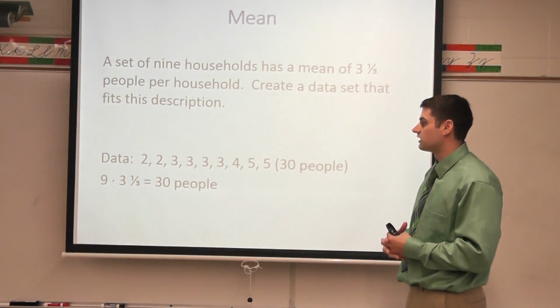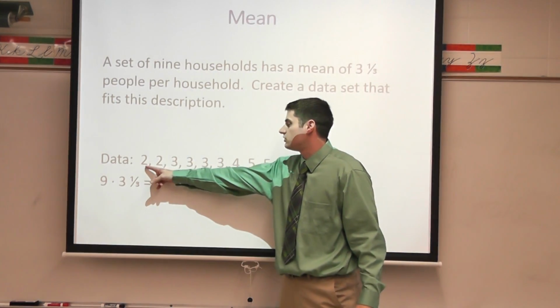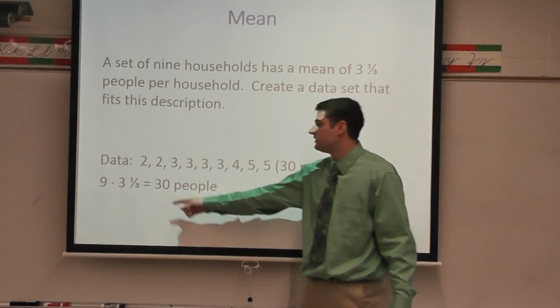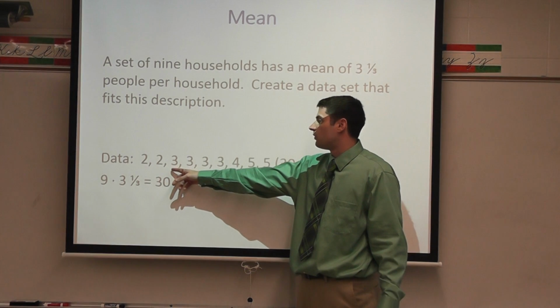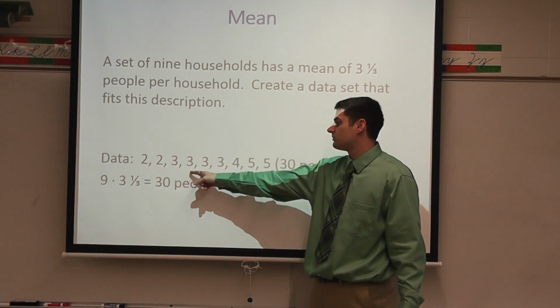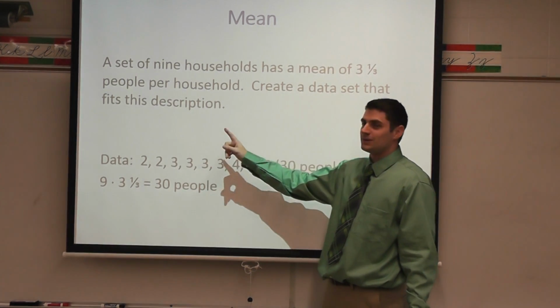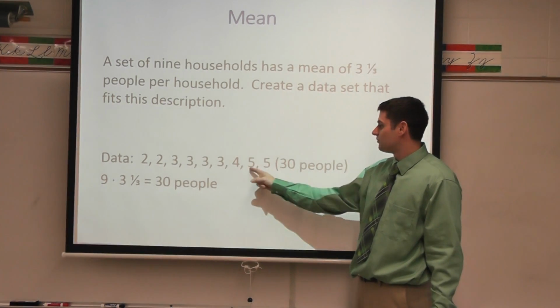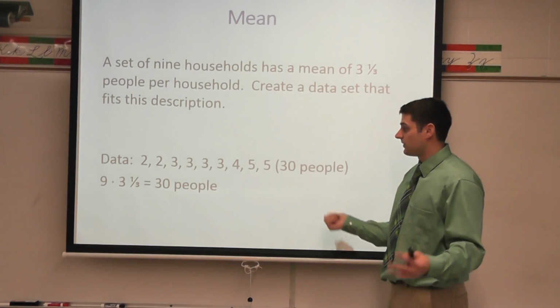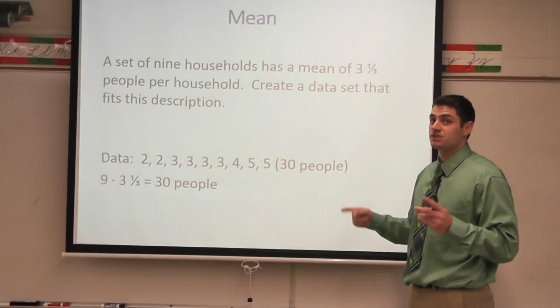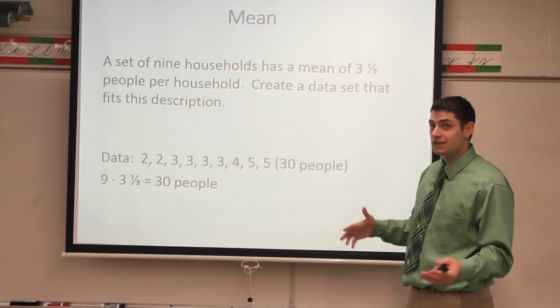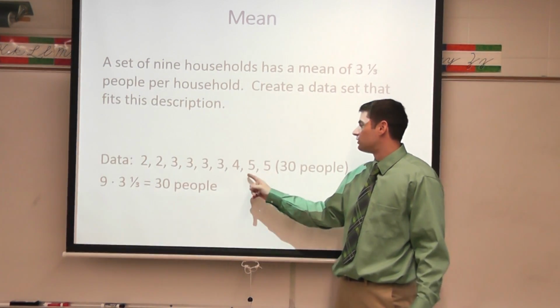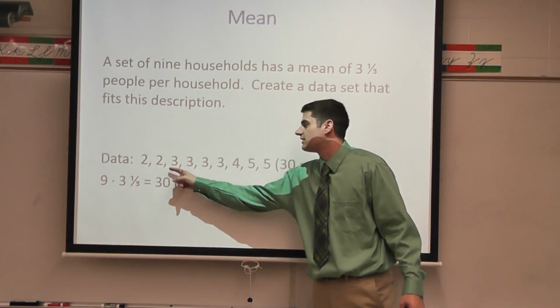So let's take a look. I decided to choose these numbers up here, so let's add them. 2, 4, 4 plus 3 is 7, 7 plus 3 is 10, plus 3, 13, plus another 3 is 16, plus 4 is 20, plus 5 and 5 would be 30. Let's double check to make sure I had 9 numbers, because you know what? Ms. Flair does make mistakes too. It does happen. 1, 2, 3, 4, 5, 6, 7, 8, 9.